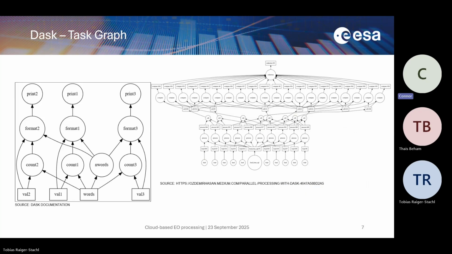Okay. As I showed in the first slide about the simple graph, it can be very complex. This one on the left is for simply counting words and then printing them. The one on the right is you have several functions in a row. So just for you to have an idea how this task graph works. And next one.